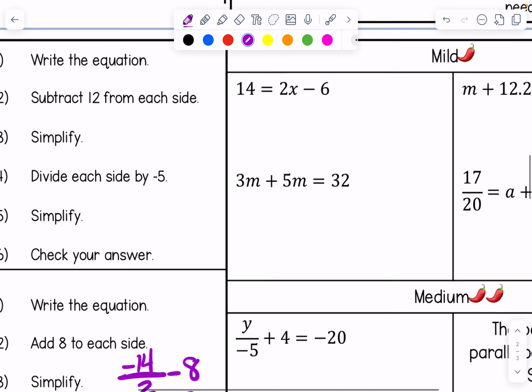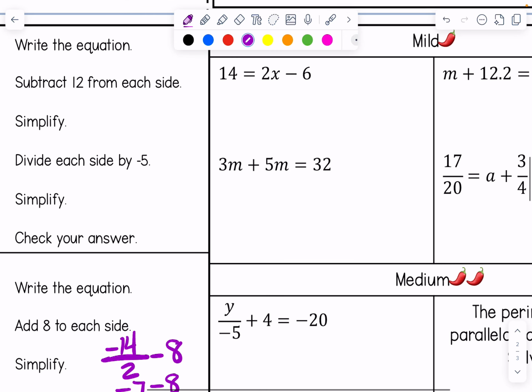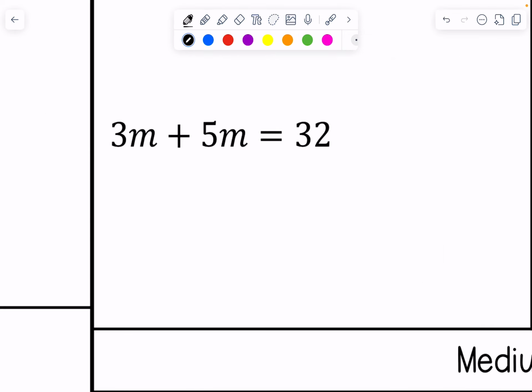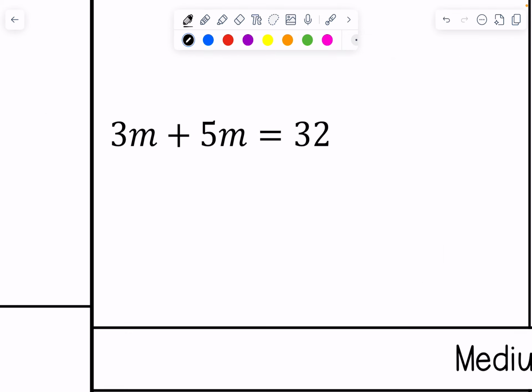Just a couple of other ones to look at that might be a little different than your traditional equations. Here we have 3m plus 5m is equal to 32. So one thing we want to do that we really haven't had to do before is always make sure that the side of the equation with the variable is in simplest form.